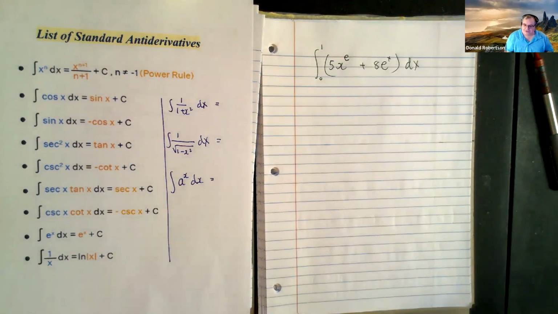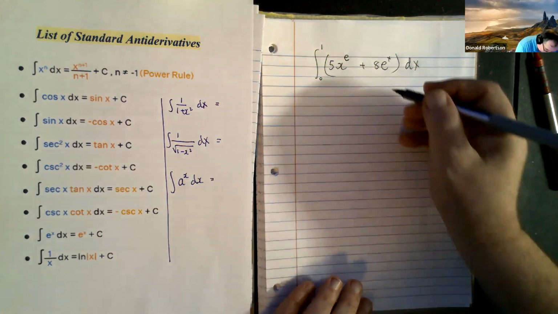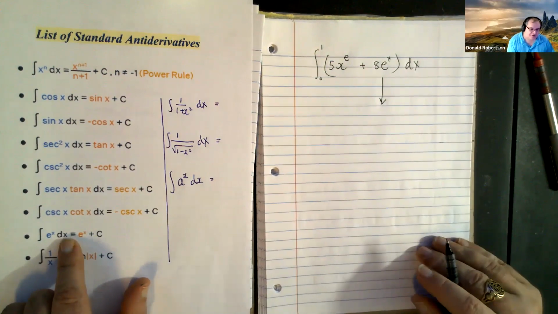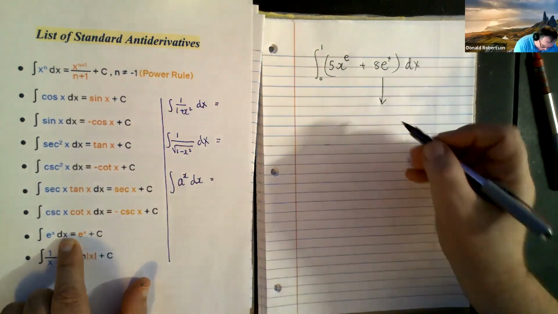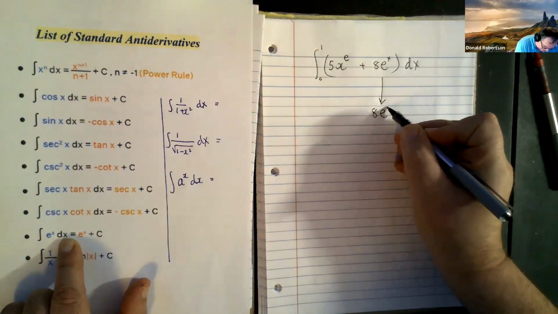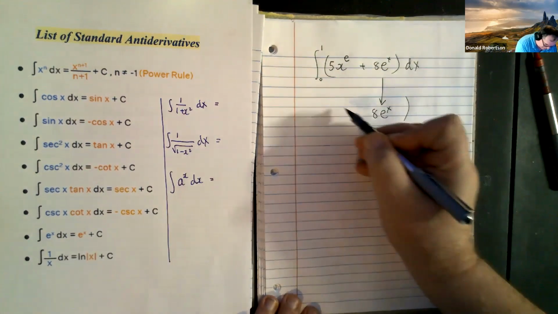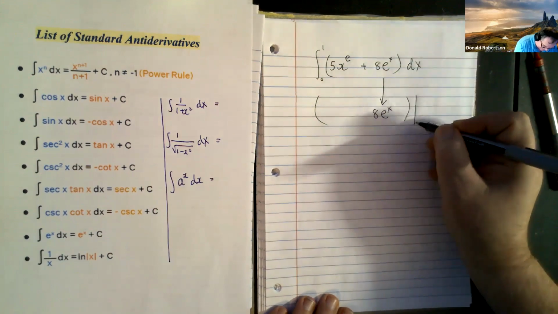Let me start by saying I do not need to change any of these terms. They are good to go. Let's take the first one. My favorite thing to integrate, e to the x. 8e to the x is 8e to the x. Nothing to see here, what you'd expect.